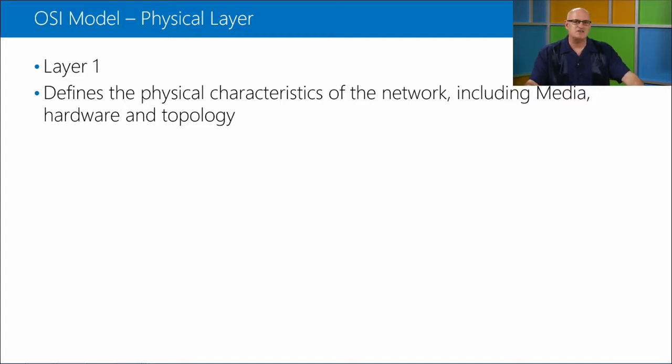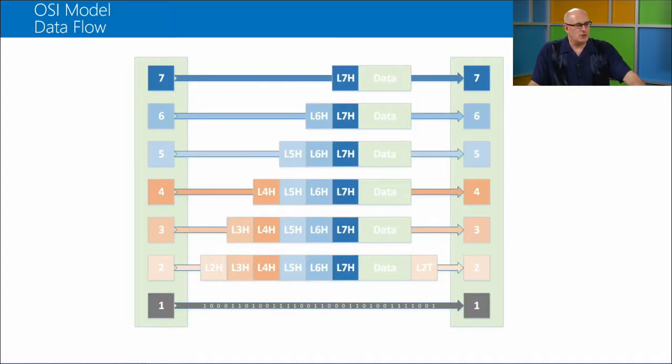So it defines the physical characteristics of the network media. The OSI model data flow. So this shows you how a packet at the top of the model here.